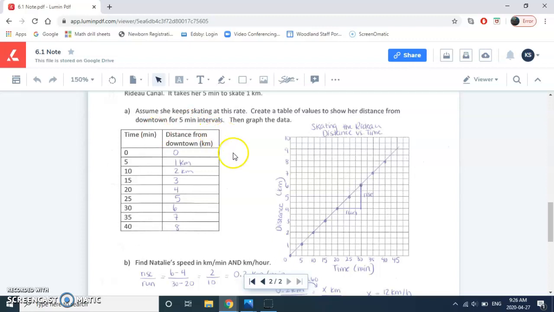So that is our dependent variable. Our independent variable, time, goes along our x-axis down here. And our dependent variable is our distance from downtown, and that goes along our y-axis here. As you can see, I've gone up by even increments. Every other line is 5, so I've skipped it over just to make sure that I'm using the majority of my graph.